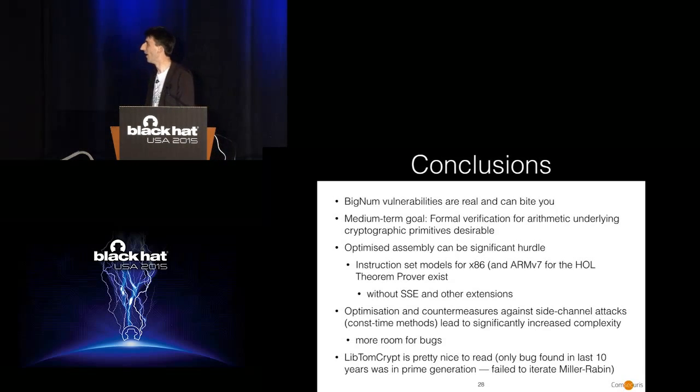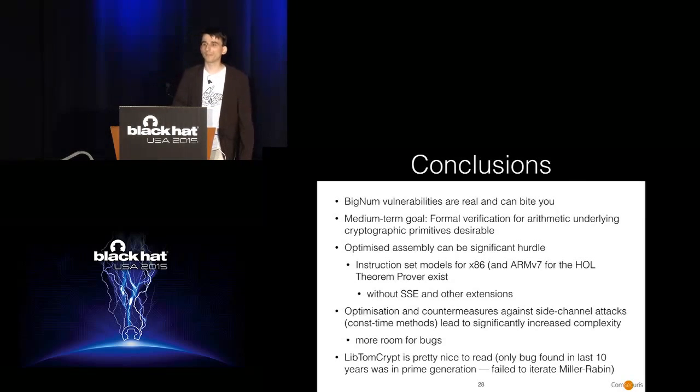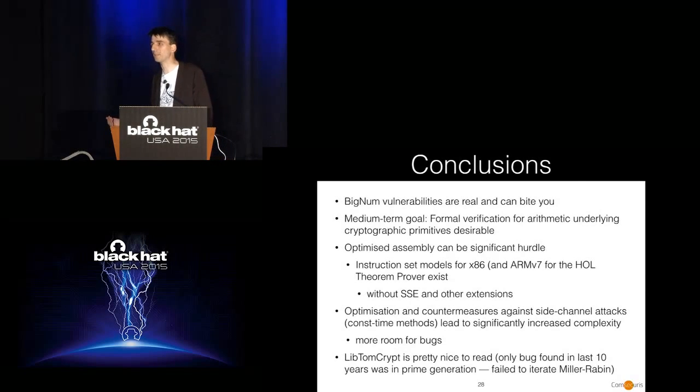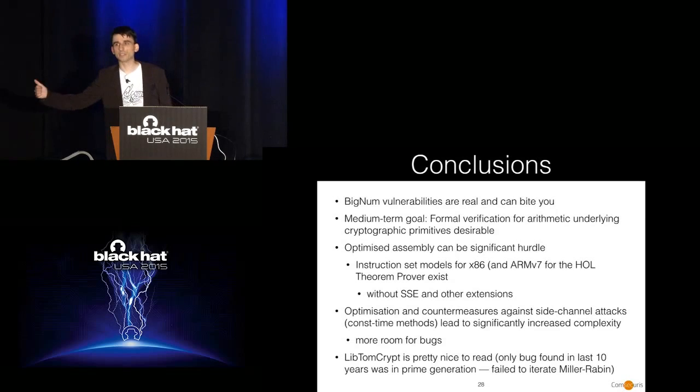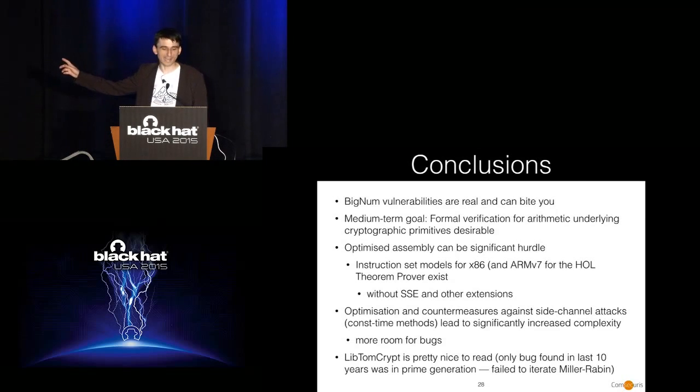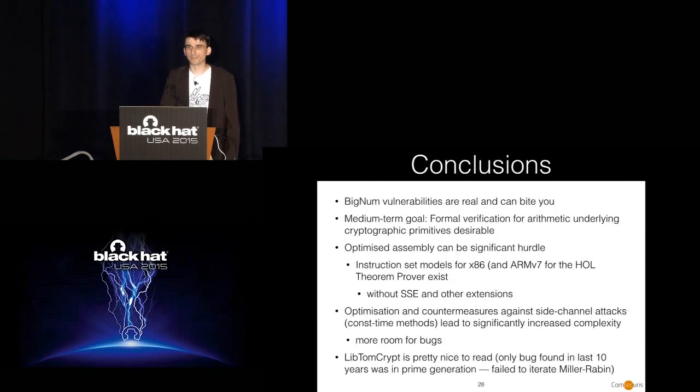And my takeaway from all this is that libtomcrypt and libtommath are very, very nice to read. The only bug that was found in the last 10 years there that's publicly documented is one in the prime generation routine. They screwed up: instead of doing Miller-Rabin a number of times, they only did it once. And I laughed when I saw the commit log, because this bug was found by Mark Karpeles, the founder of Mt. Gox.